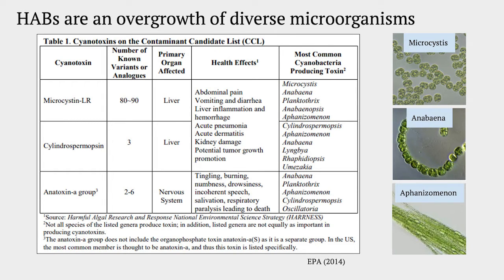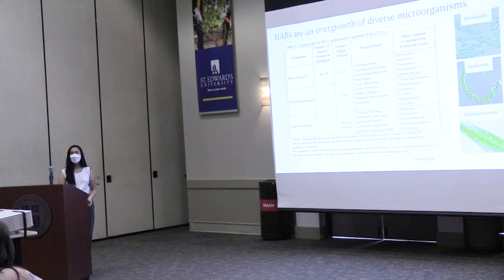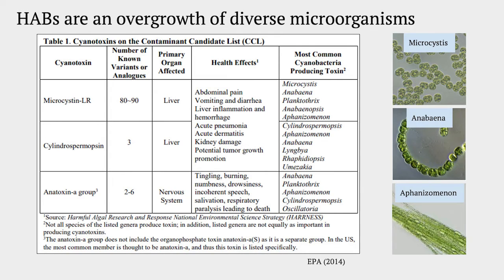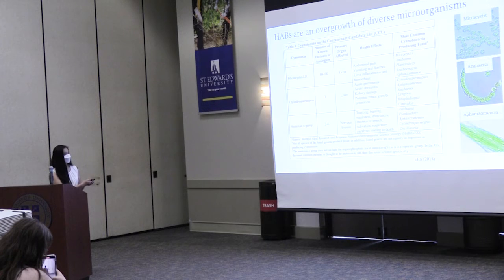In this list, you'll see that microcystin has the most known variants, and subsequently, it's also the most common in the United States. As I mentioned beforehand, these cytotoxins are harmful for humans, but also for animals. The list here shows the health effects as well as the organs they impact, such as the liver and the nervous system, and other health symptoms as well.